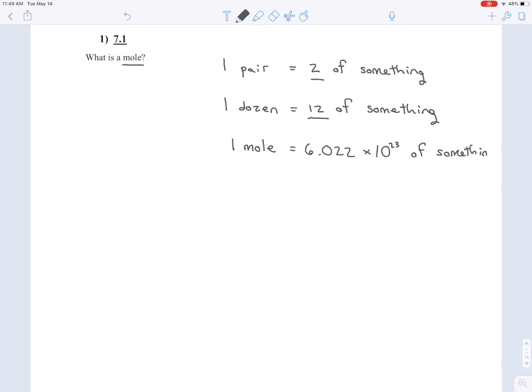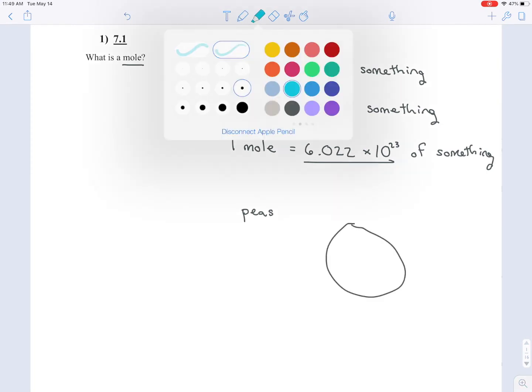That number is enormous. Let's just try to imagine that number. If you were to have a mole of peas, like you eat for dinner, it would cover the entire surface of the Earth, 900 feet deep.